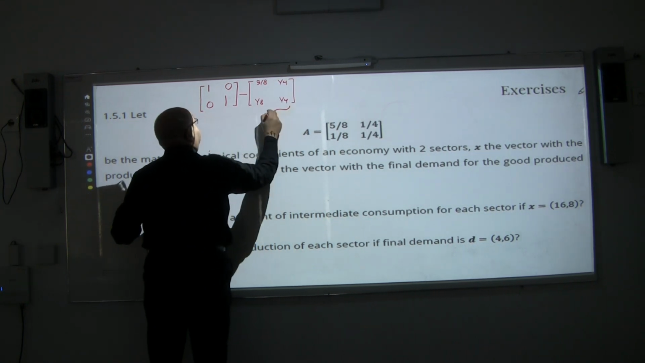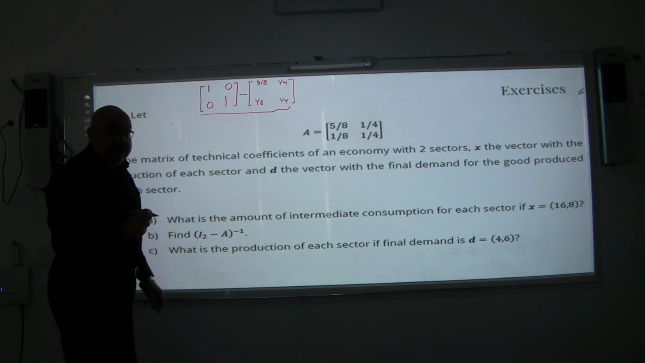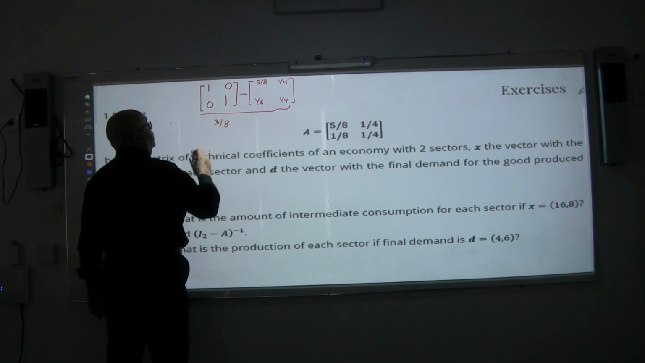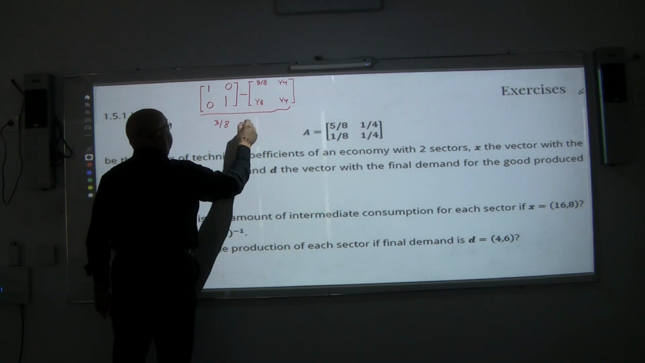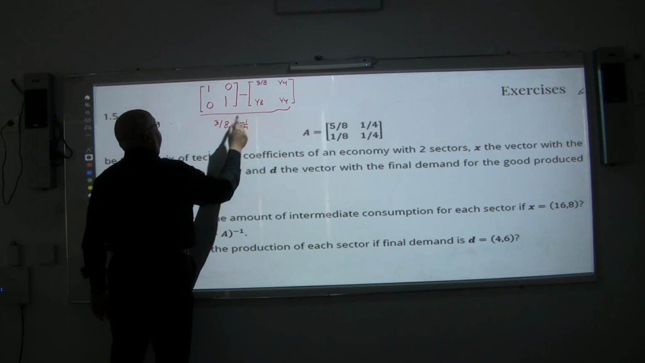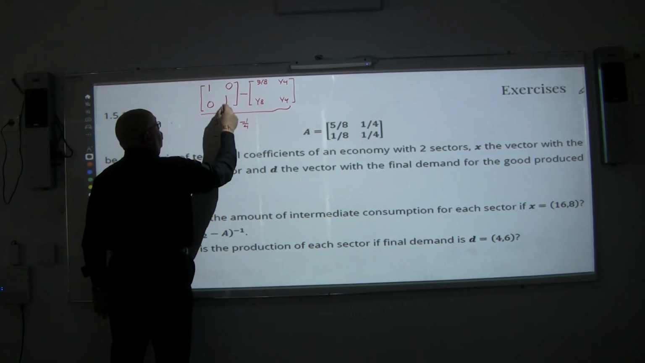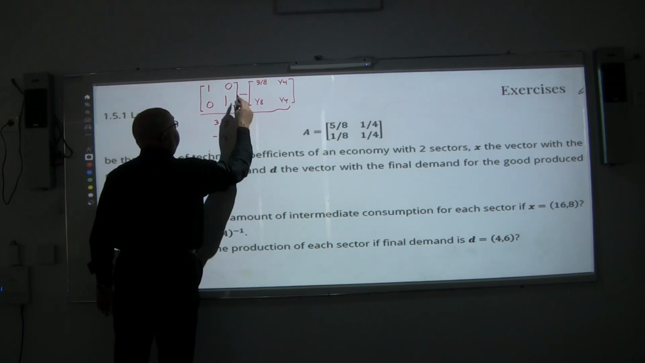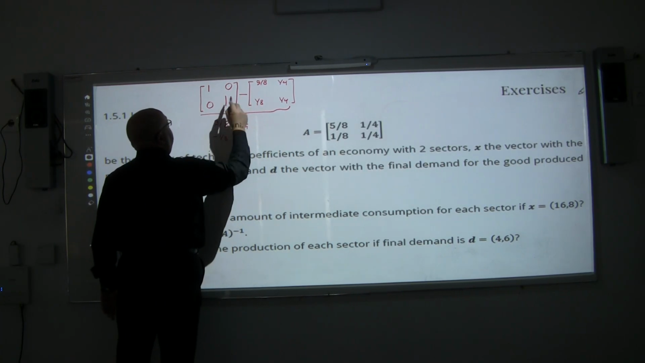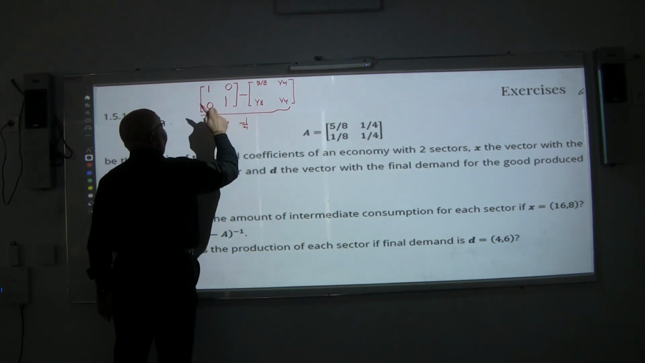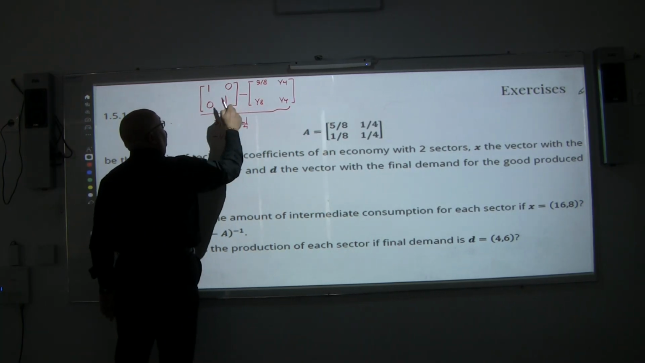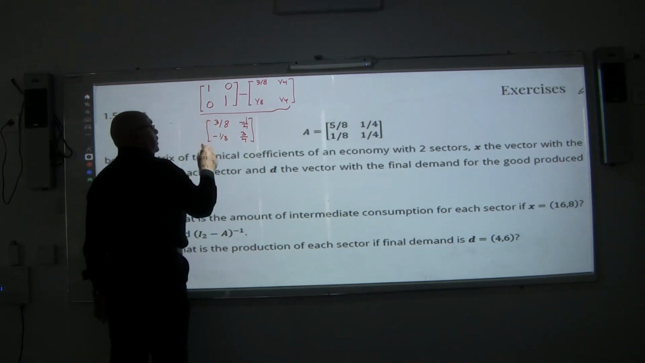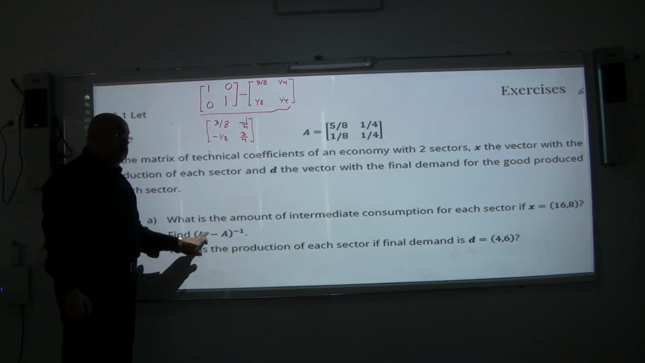Okay, so the result from this subtraction is going to be 1 minus 5 over 8, which is 3 over 8. 0 minus 1 over 4 is going to be negative 1 over 4. 0 minus 1 over 8 is going to be negative 1 over 8. 1 minus 1 over 4 is going to be 3 over 4. That's the matrix that comes from I2 minus A.